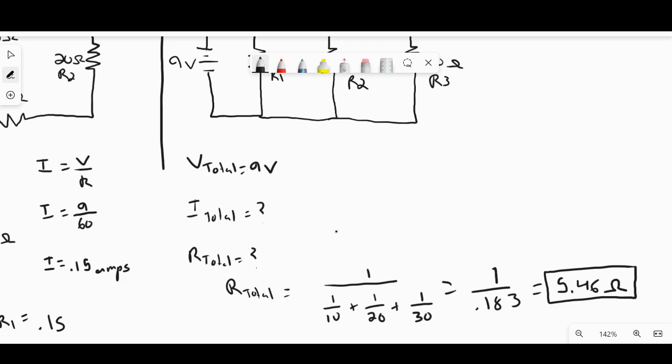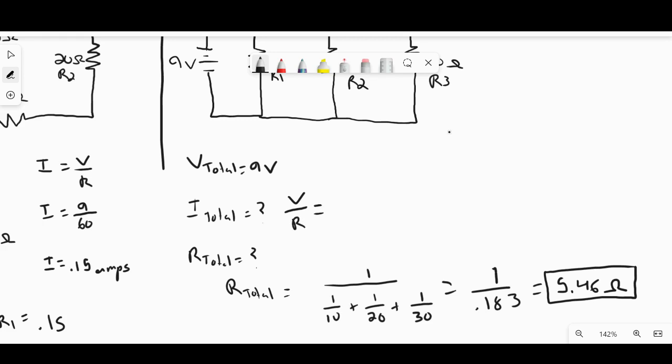All right, so we have two components now. We have our total voltage, which is equal to 9 volts, and our total resistance is 5.46 ohms. So unlike series, you're not just adding up the resistors. So let's figure out our total current now that we know what our total voltage and resistance is. Based on Ohm's law, total current is going to be equal to voltage divided by resistance. Total voltage divided by total resistance.